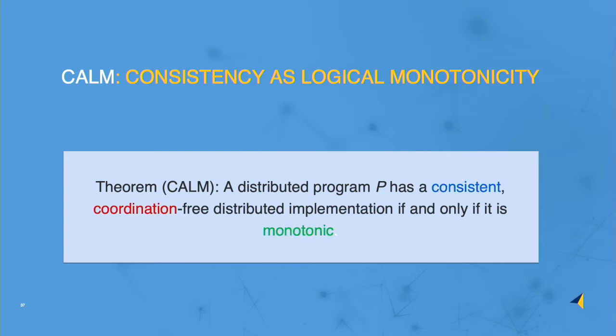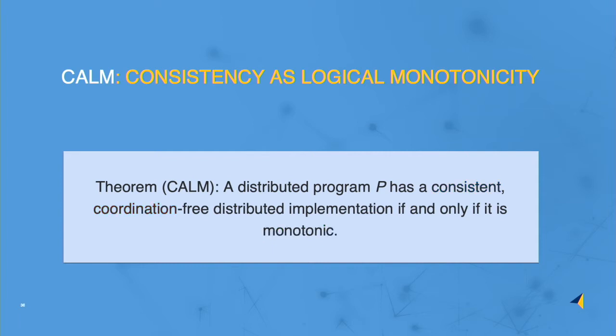I threw it out there. Now I have to do this. So let me read the theorem. A distributed program P has a consistent coordination-free distributed implementation if and only if it is monotonic. It's incumbent on me now to define consistent, coordination, and monotonic, right? Without that, this is just a whole word salad.